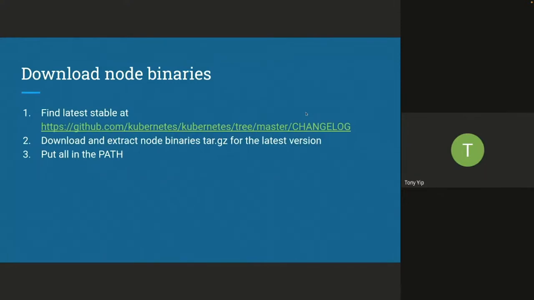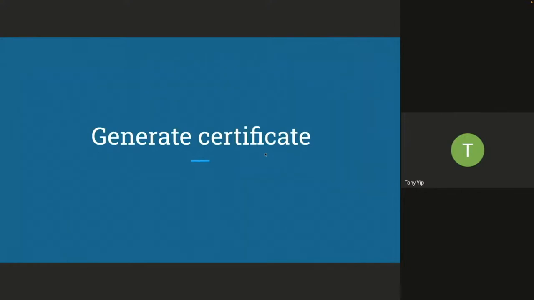After configuring sysctl and the kernel modules, and they're up and running, we'll have to download the node binaries, including kubelet and kube-controller-manager. You can download them from GitHub, and then you will find the tarball to download. After downloading the binary tarball, you can extract it and put the binaries inside the executable path.